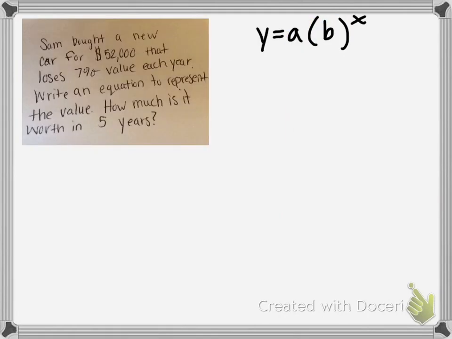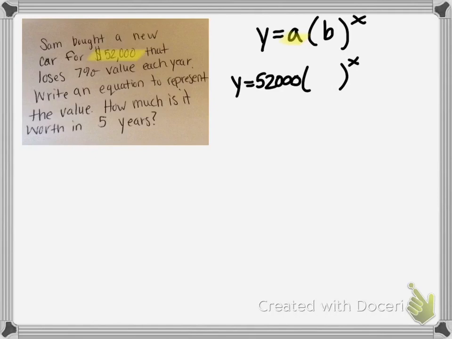Sam bought a new car for $52,000 that loses 7% value each year. Write an equation to represent the value. How much is it worth in 5 years? Okay, so first let's go ahead and get that A value, $52,000. Okay, that is its current value. I have my B value to the X.